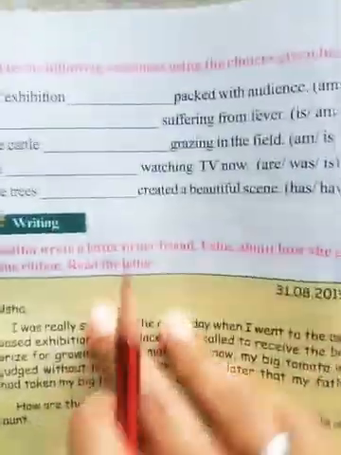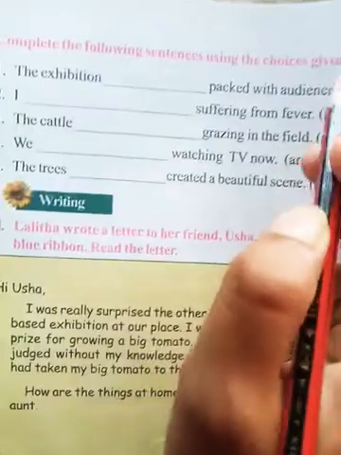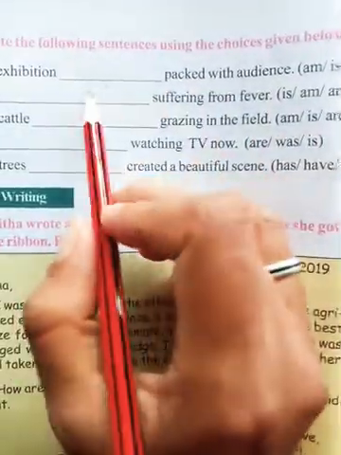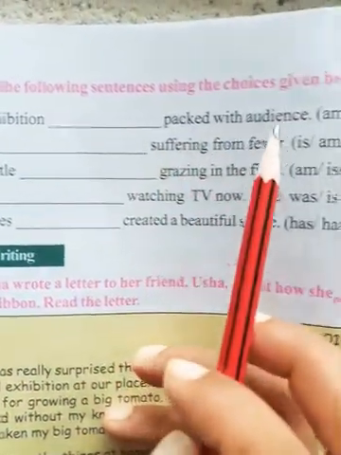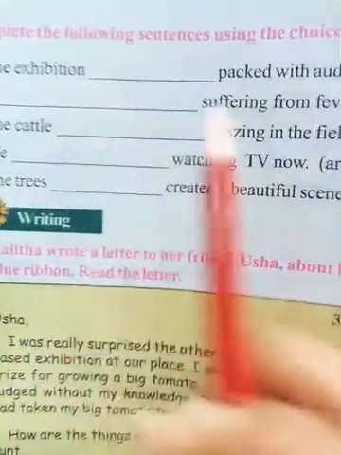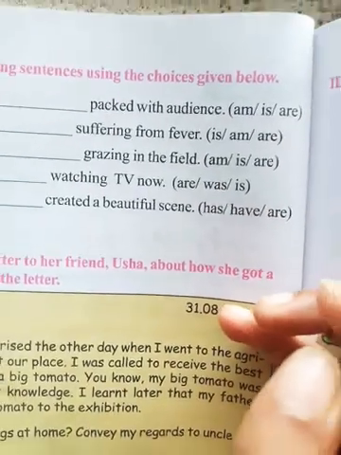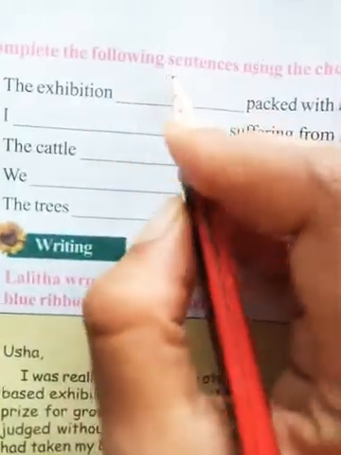Yes, so turn the page now. Page number 64. See here. Complete the following sentences using the choices given below. First one. We have choices and we have to pick out the correct answer in it and write it. Okay? The exhibition dash packed with audience. Am, is, are. What is the correct answer? Yes. Is. Yes or no? The exhibition is.